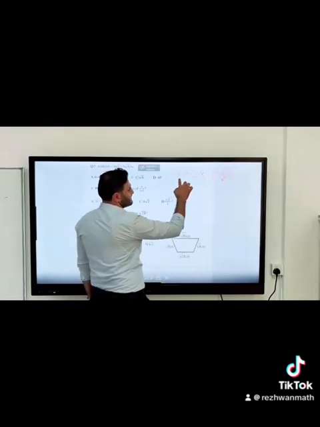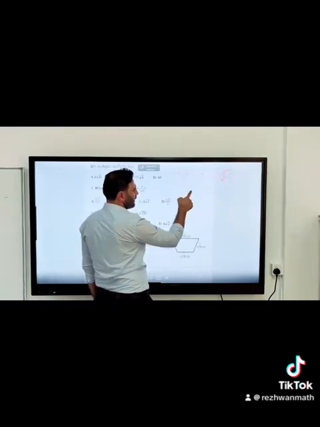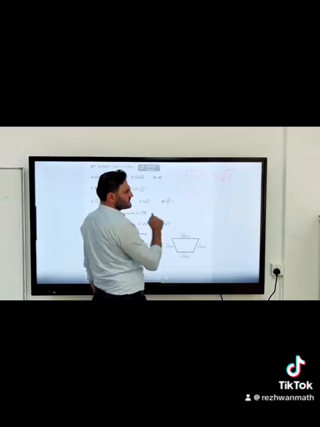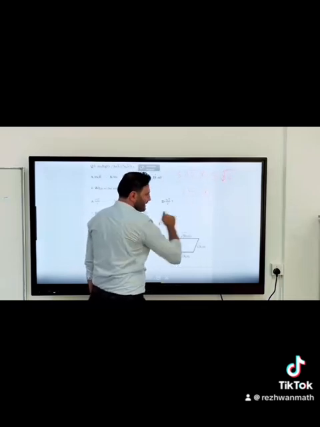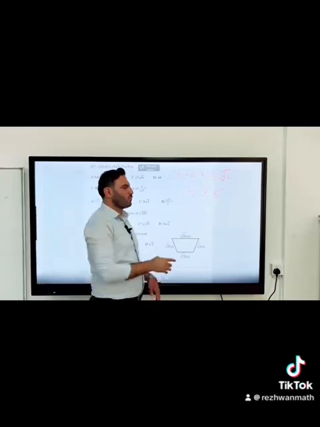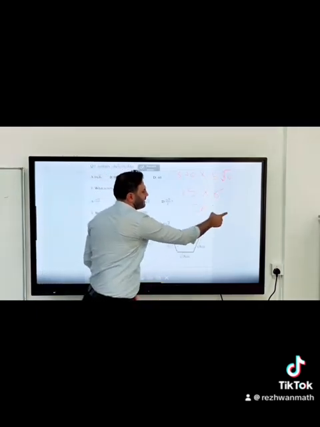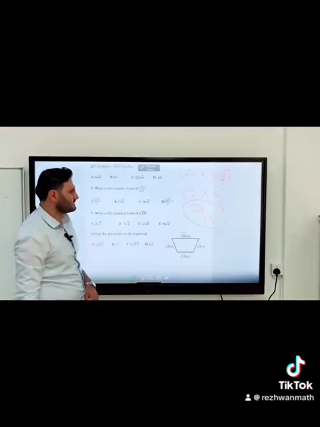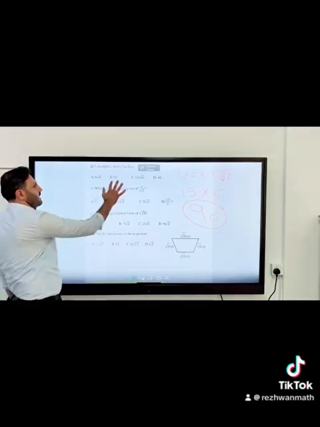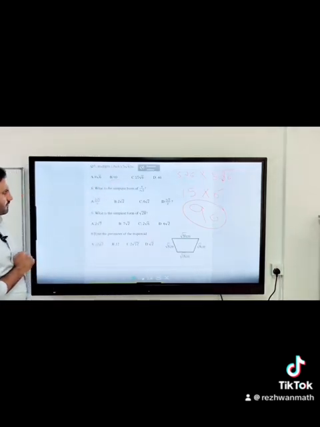Okay, 3 times 5 we get 15. And square root 5 times square root 5, we get 5. And 15 times 5, we get 75. So 75 is the right answer. Which one is 75? So B is the right answer.